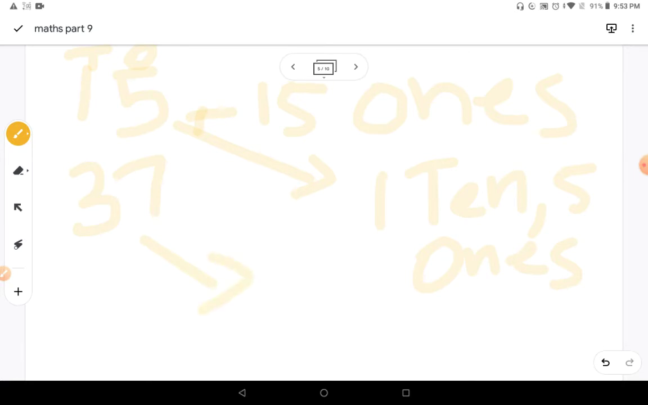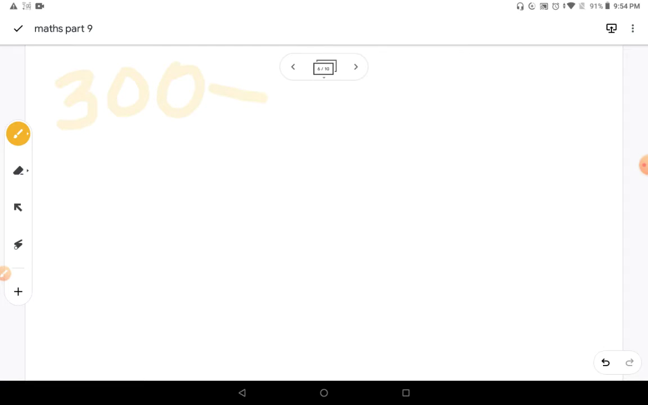Now what about 37? It is 37 ones, and another representation is 3 tens and 7 ones. So this is how you represent a number in different forms. Now let's go for a 3-digit number. Let us say 300. Any number is that many ones, so it is 300 ones.